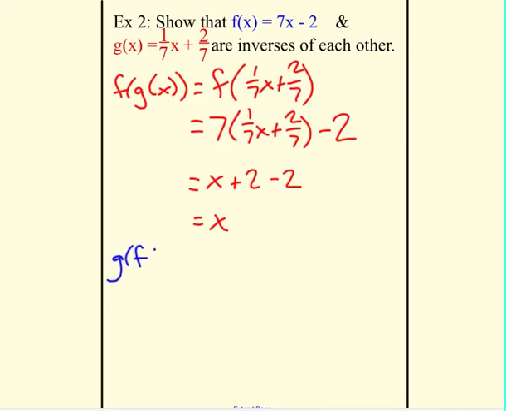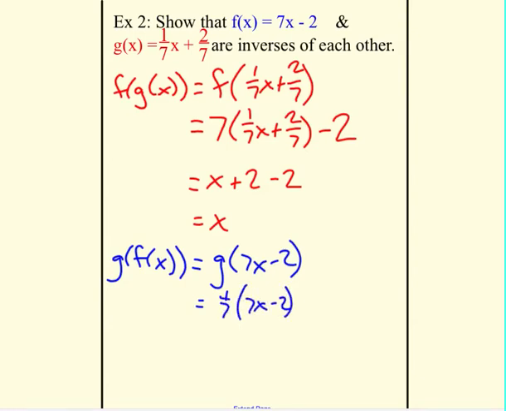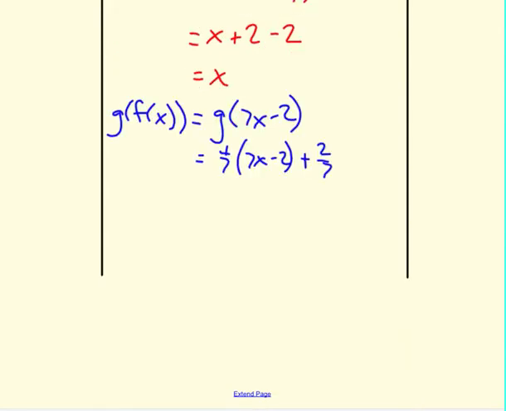G of f of x, taking our entire f function, the 7x minus 2, and substituting it into our g function for x. This time we get 1/7 times 7x minus 2 plus 2/7. Distributing our 1/7, we get x minus 2/7 plus 2/7. And again, those cancel, leaving us with x. So those two functions both undid each other to give us x back, so they are inverses.